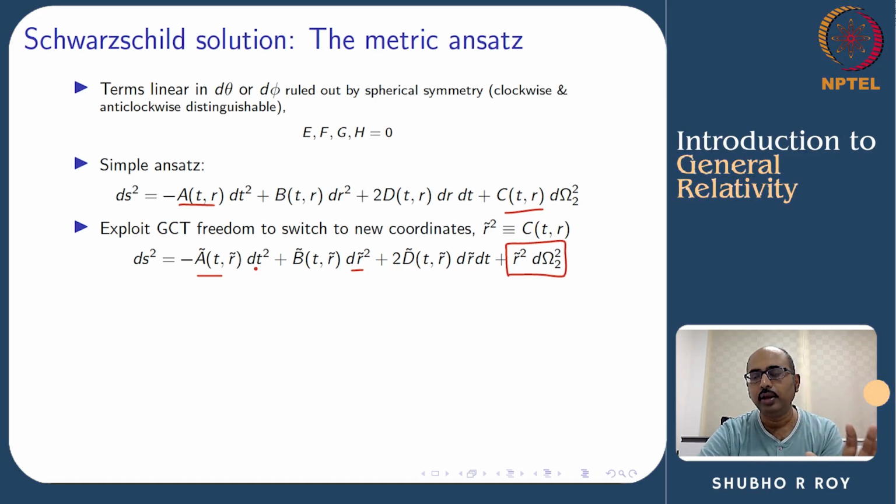We are just still using general coordinate symmetry to simplify the form of the metric, and it will turn out general coordinate transformation is enormously helpful because it allows us to simplify the metric just before we actually solve it.